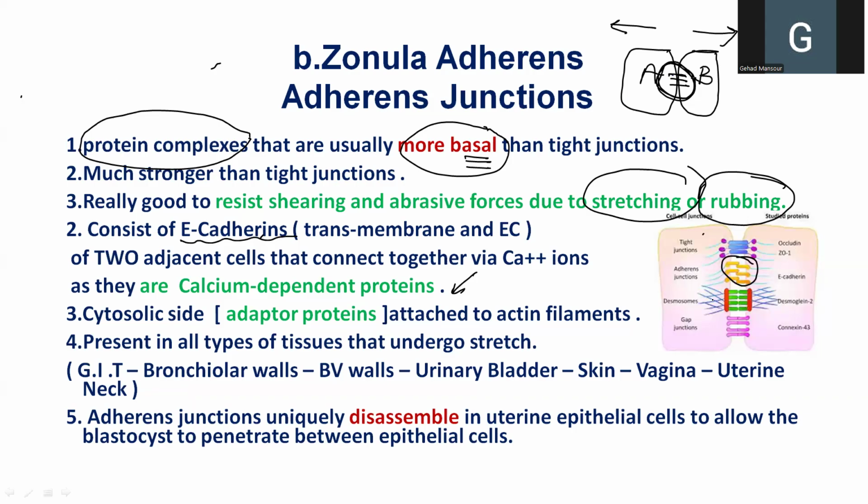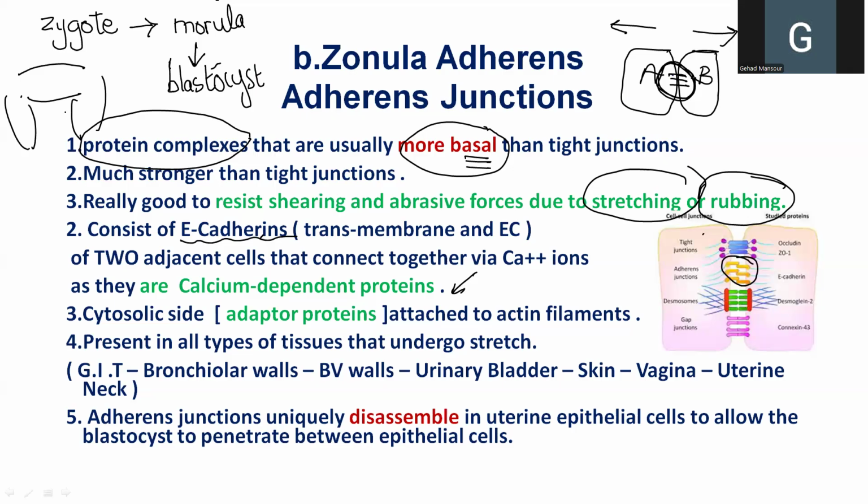Sometimes in the uterus in particular, the zygote divides. If there is a fertilized ovum, the fertilized ovum is called a zygote, and then that zygote divides in order to form a solid mass of cells called a morula, and then the morula will develop into a blastocyst, and the blastocyst is the embryonic stage that will implant in the uterus.